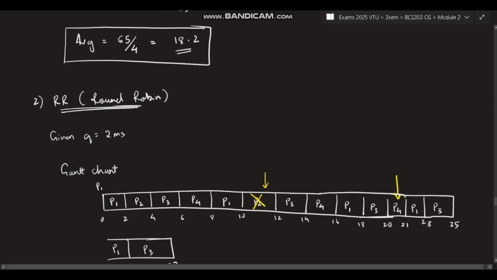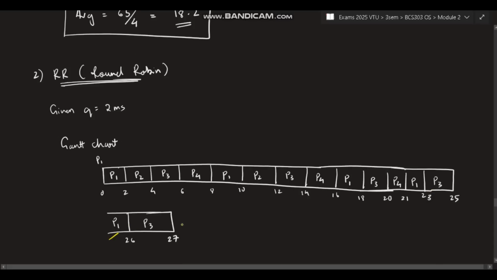Now P4, if you remember only 1 second was remaining. So when 1 second is remaining, it will just execute for 1 second. Observe here carefully. 20 to 21, only 1 second it will execute and it will also get over. Now after that P1 how many seconds were remaining? It was remaining 3 seconds. So 2 seconds it will execute and switch to P3. P3 also 2 seconds it will execute and switch to P1.